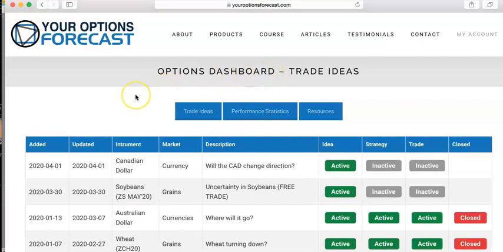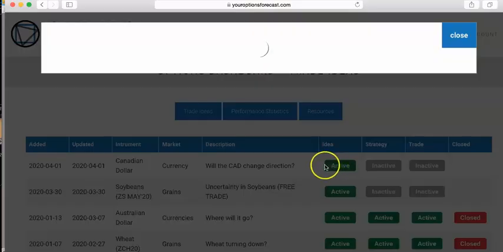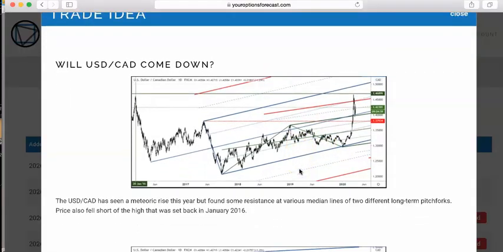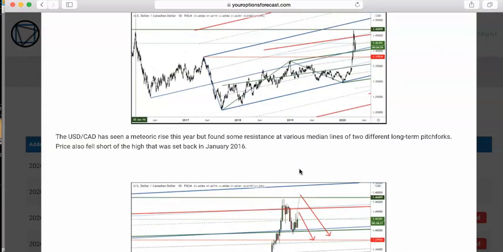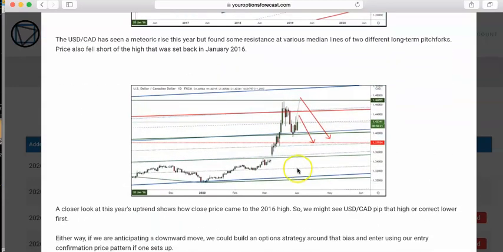I'd like to take a quick look at a trade idea that our head technical analyst Richard posted on the trading dashboard. You'll see here Canadian dollar. So let's move into this trade idea. Richard basically made an analysis of the Canadian dollar currency pair, and it shows the market has made this huge spike up. It's made a correction, and Richard's now expecting the market to correct to the downside.